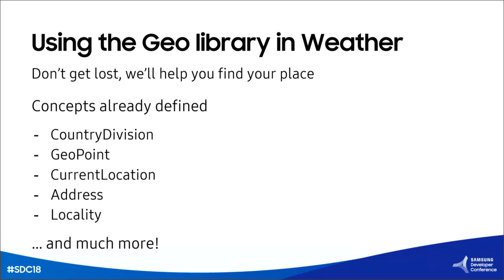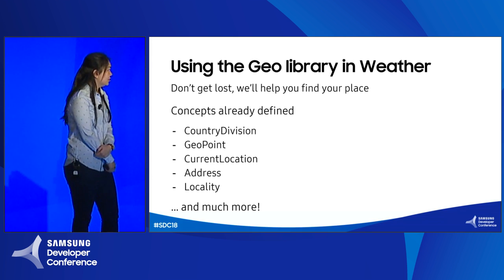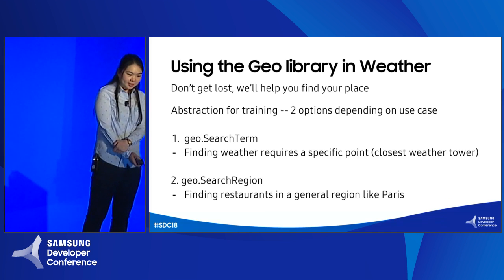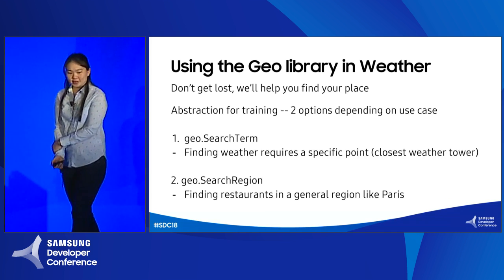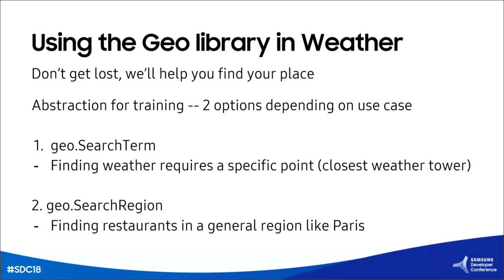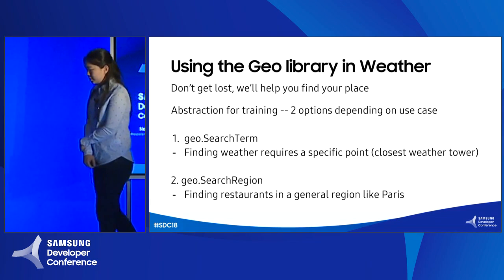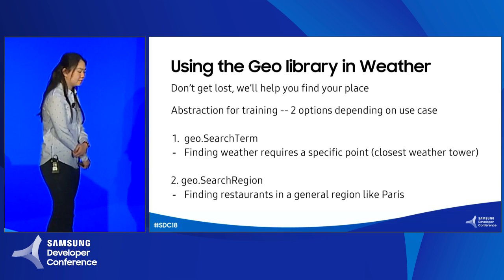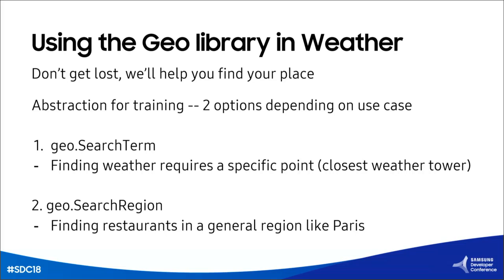So geo is a very complex domain. And this is just the tip of the iceberg for what concepts are already available, like country division, geopoint, current location, and stuff like latitude and longitude is also on there. And then we also have abstraction for training, like we did in time. We have two options depending on your use case. Geo search term is what we use in weather. It's because with weather, you're kind of asking for a specific point, the closest weather tower. But if you're looking for a place to eat, you might want a general region. So we can say geo.search region and look for restaurants in a general region like Paris.